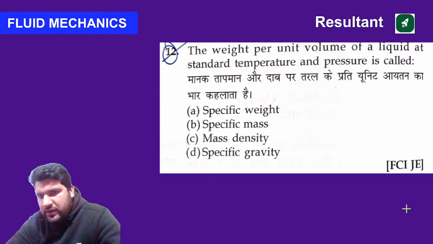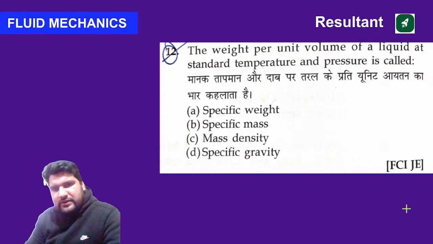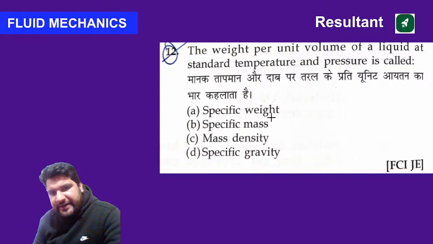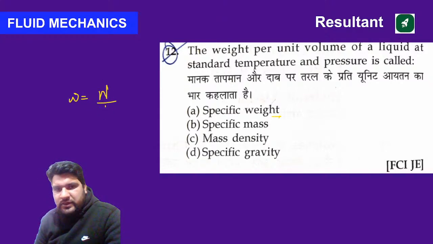Weight per unit volume of a liquid at standard temperature and pressure is known as what? Remember, it is weight per unit volume. Harshita is answering A. Adnan is saying the answer is A. So it is the specific weight. Absolutely correct. The specific weight is denoted as small w, and it is written as weight per unit volume.